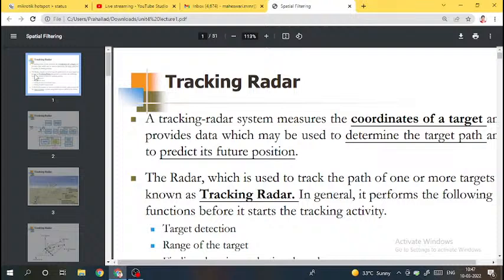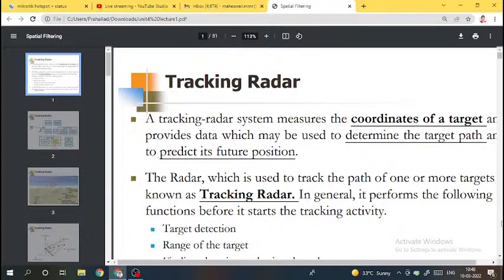But if you want to know the exact position of the target, or if you want to find the trajectory of the target, you need a tracking radar. A radar system, a radio detection and ranging system, which could track the trajectory of a target is called a tracking radar. So what is a tracking radar? A tracking radar system measures the coordinates of the target and provides data which may be used to determine the target path and to predict its future position. Future position means trajectory of the target, right? Such radars are called tracking radars.